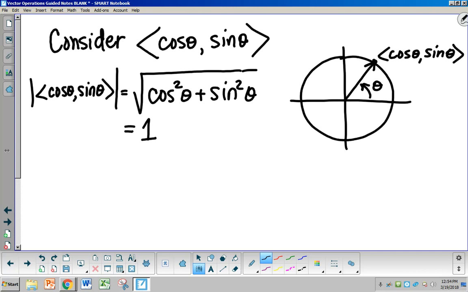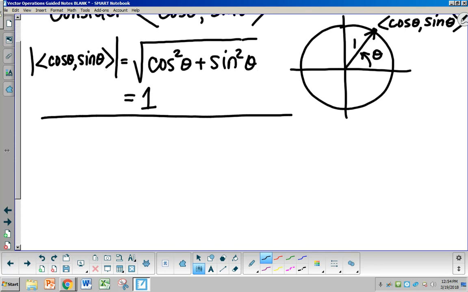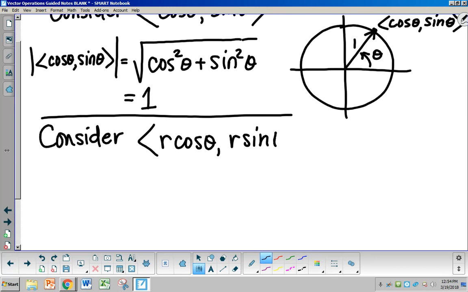What if the radius isn't 1? Then it's not a unit circle. You're right, it's not a unit circle, but what vector would that be? Do we remember what the point was when we weren't? So what is its magnitude going to be? R. So it's interesting, isn't it?